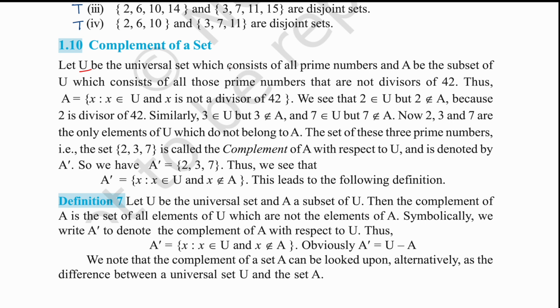So in this example, what we are doing is we are considering a universal set which basically consists of all the prime numbers, right? So if you want to form the universal set U, it will be nothing but the collection of all x's where x is a prime number, correct? So this is our U.